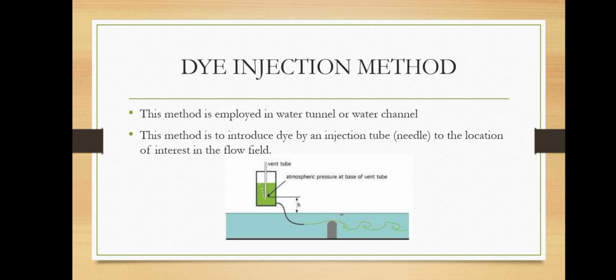Dye injection method. This method is employed in a water tunnel or water channel. This method is to introduce dye by an injection tube or needle to the location of interest in the flow field. As you can see in the picture at the bottom.